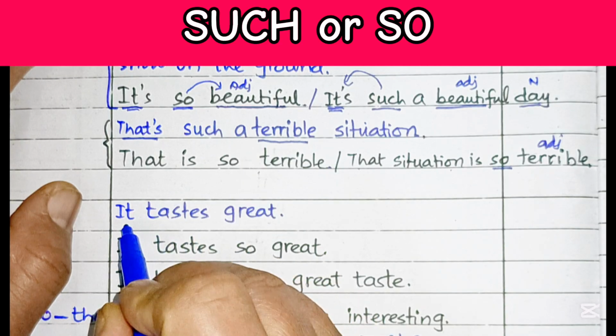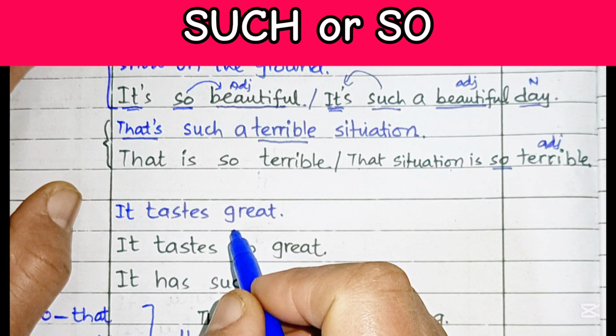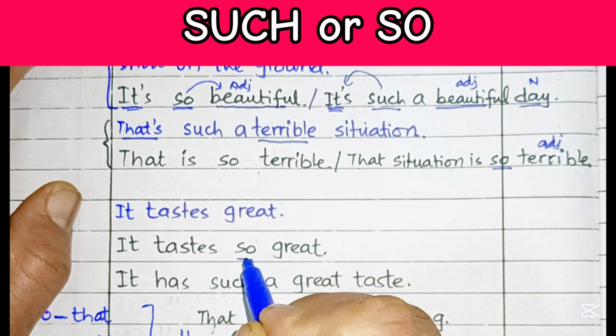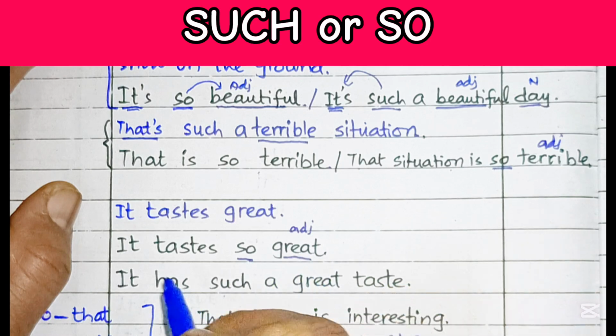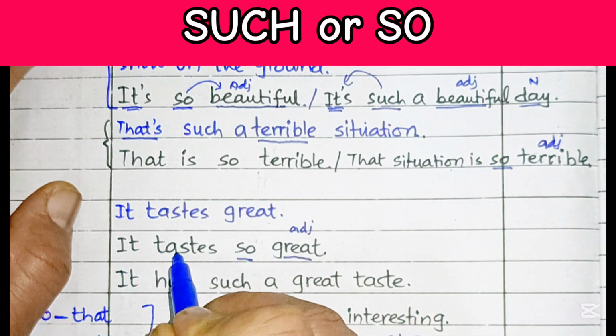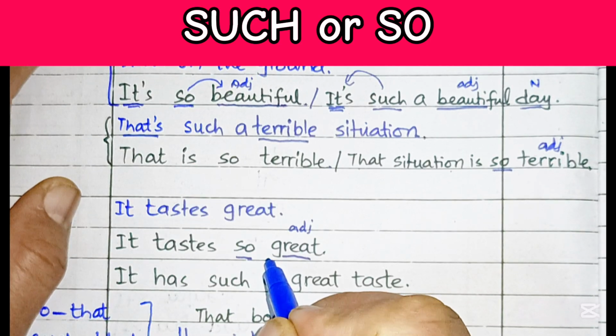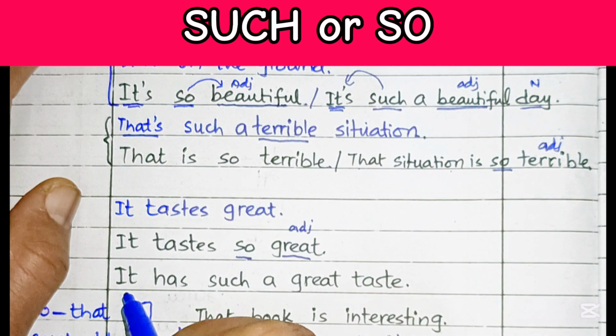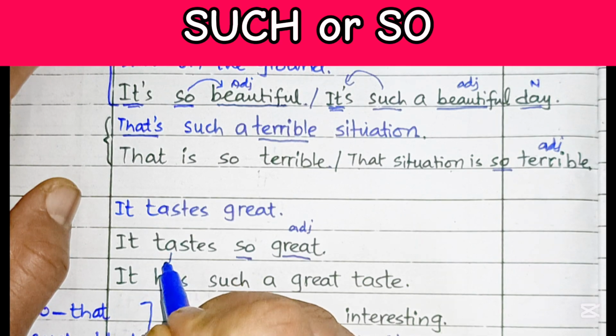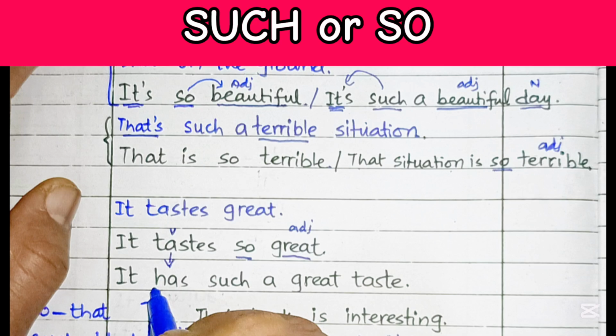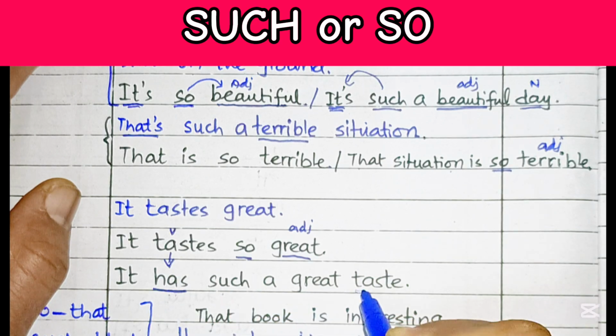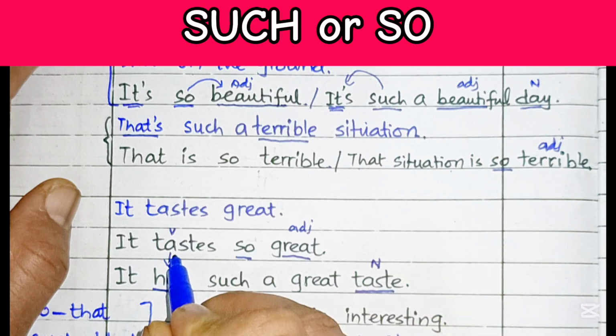Let's take another example. It tastes great. It tastes so great. So is to be put before an adjective, which is great over here. So it tastes great and it tastes so great. I just changed the verb taste to have. For example, if I say has, I just change this verb taste. This is a verb over here, but now this verb has been converted into has, and I made taste a noun. Now taste is a noun, but before that it was a verb.